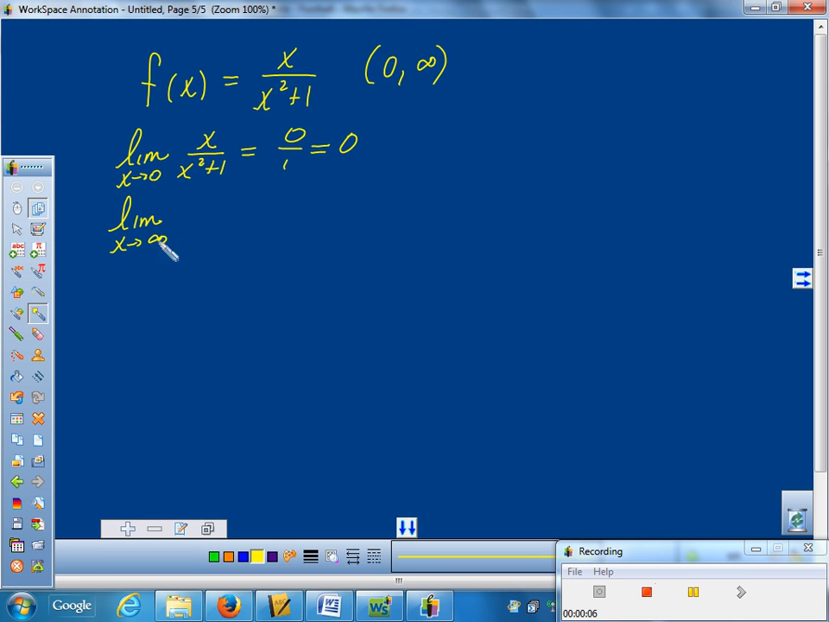Okay, this is an infinity over infinity one. We can do L'Hopital's rule, or we can take the highest power out of top and bottom. What floats on both? Highest power terms, okay, which would be x over x squared, which is going to reduce to 1 over x, which is then 1 over infinity. So both endpoints go to 0.